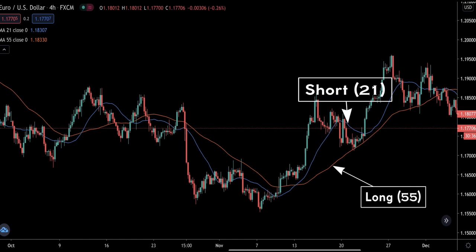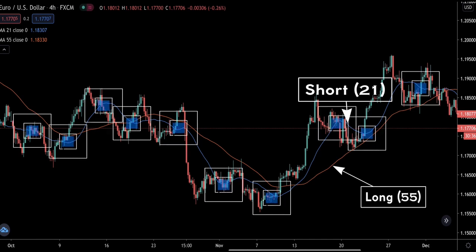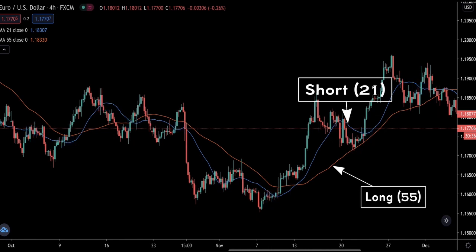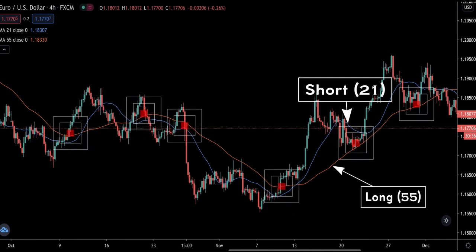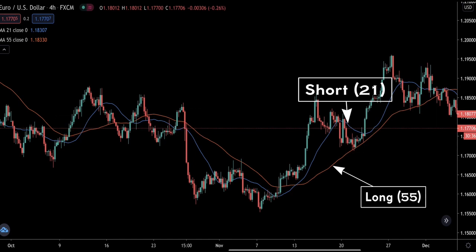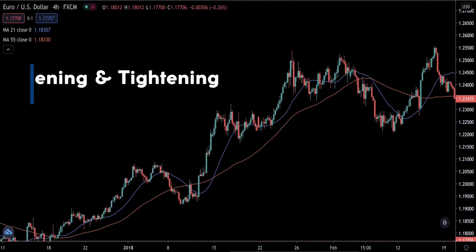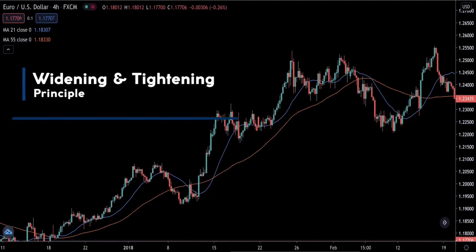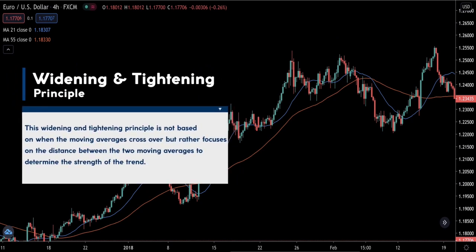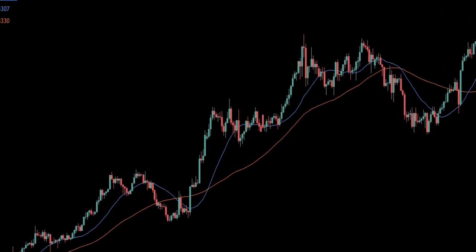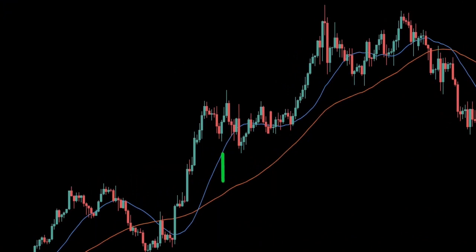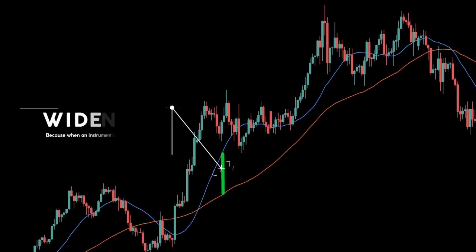While the 21-period moving average is situated more closely to price and hence results in more touches, the 55-period moving average gets significantly fewer touches. There is however a different way to use the patterns of the slow and fast moving averages. And because it is somewhat similar to the Bollinger Band indicator, I call it the widening and tightening principle. This principle is not based on when the moving averages cross over, but rather focuses on the distance between the two moving averages to determine the strength of the trend. The wider the distance between the 21-period moving average and the 55-period moving average, the stronger the trend.